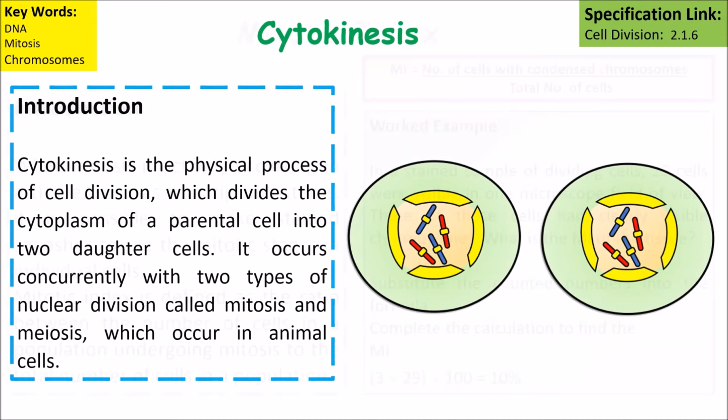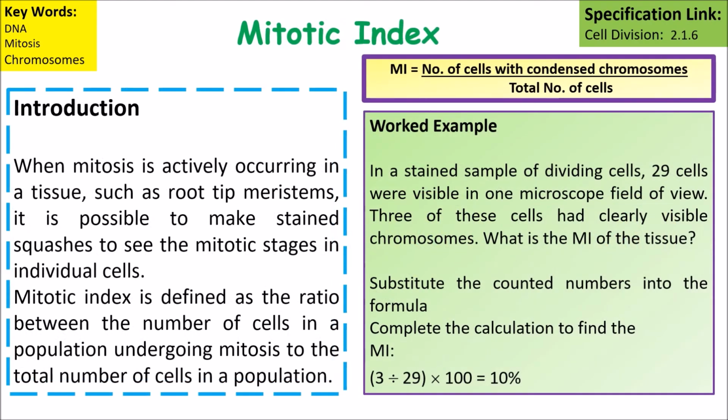So the mitotic index. When mitosis is actively occurring in a tissue, such as root tips, there's a certain amount of cells that will be dividing and a certain amount of cells that won't be. So to work out the mitotic index, you use the equation: the number of cells with condensed chromosomes, so the cells in which under a microscope you can see the chromosomes, and you divide that by the total number of cells.